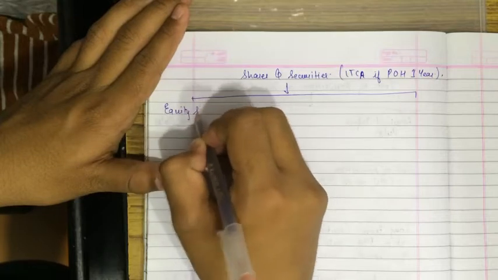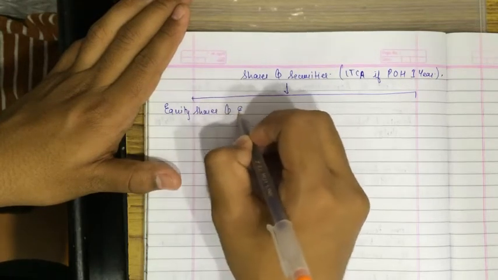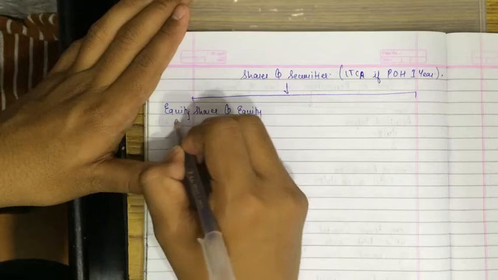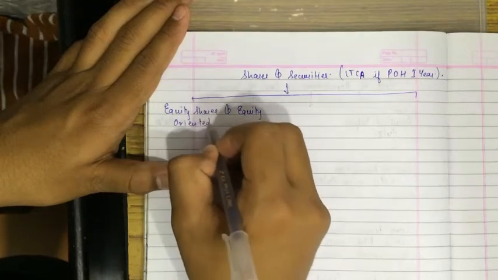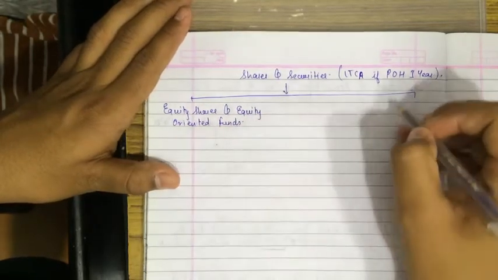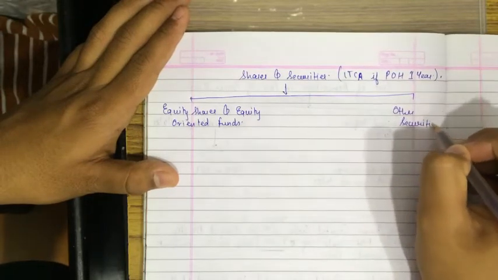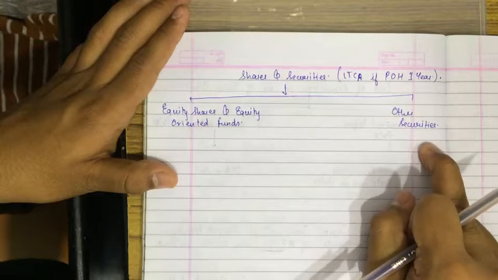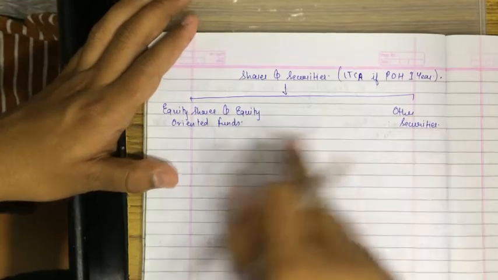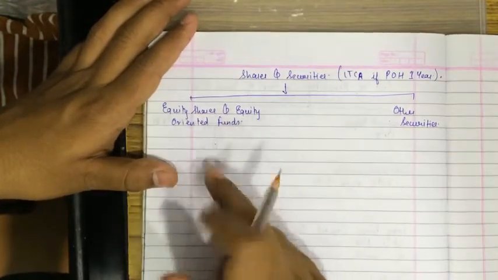Equity shares and equity oriented funds. Other securities means debentures and all, so don't consider that right now. Only equity related shares and equity oriented funds.